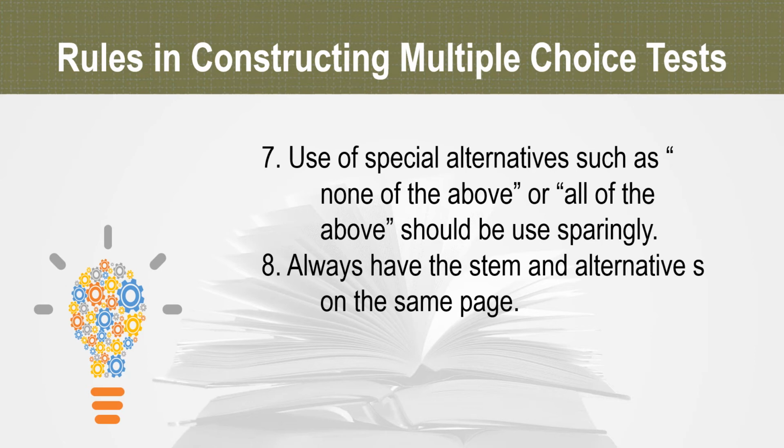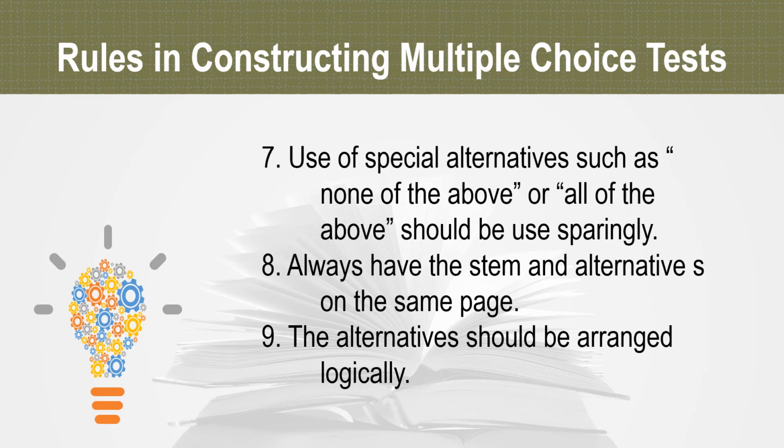Number eight, always have the stem and alternatives on the same page, meaning to say if your options are on page 2 and your question is on page 1, all you need to do is place them on the same page. If you don't have enough space in your paper, you can move your stem to the second page. What's my point here? It's difficult for you to flip-flop, to check what's the stem and then what's the option, so on and so forth. So I hope you get what I mean.